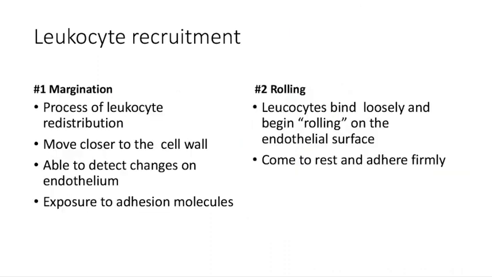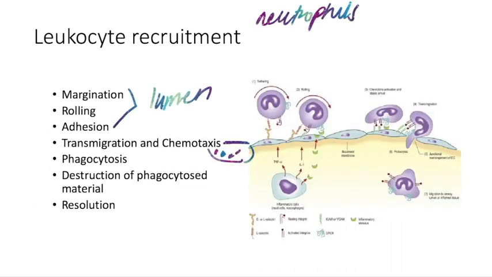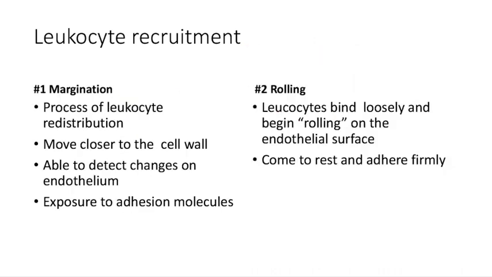So first up, we have margination. This is a process of leukocyte redistribution. They move closer to the cell wall. If you take a look back here, this would be the lumen of your blood vessel. Normally they're free floating all over the place. What happens with margination is they begin to move closer to the cell wall, and that means they're able to detect changes on the endothelium and exposure to these adhesion molecules.